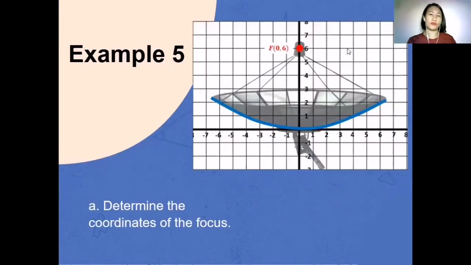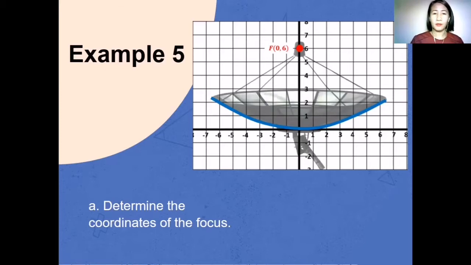So this is the figure. We have the satellite dish. So just like in circles, we superimpose a Cartesian plane on top of the satellite dish, wherein the vertex should be touching the origin or 0, 0. Now, we just have to put a highlight on the parabolic shape of the satellite dish. So for the first one, determine the coordinates of the focus.